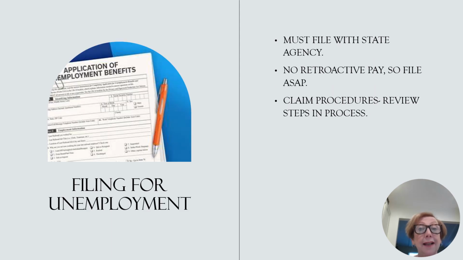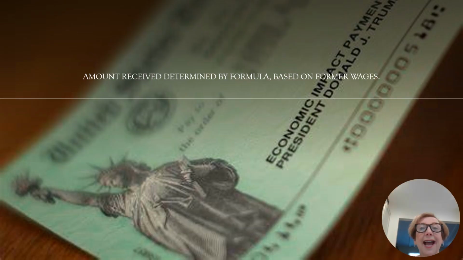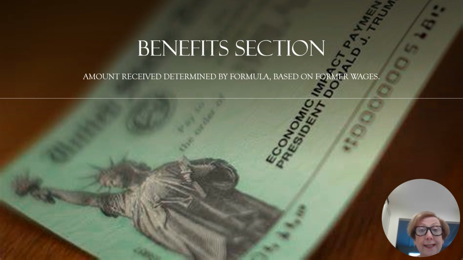Employees must file a claim with the state agency if they lose their job. Because there is no retroactive pay, it is essential that the employees file as soon as possible. The section in our text entitled Claims Procedures reviews the specific steps to the process. Our chapter concludes with the benefits section. The amount an unemployed employee receives is determined by the formula based on their former wages.